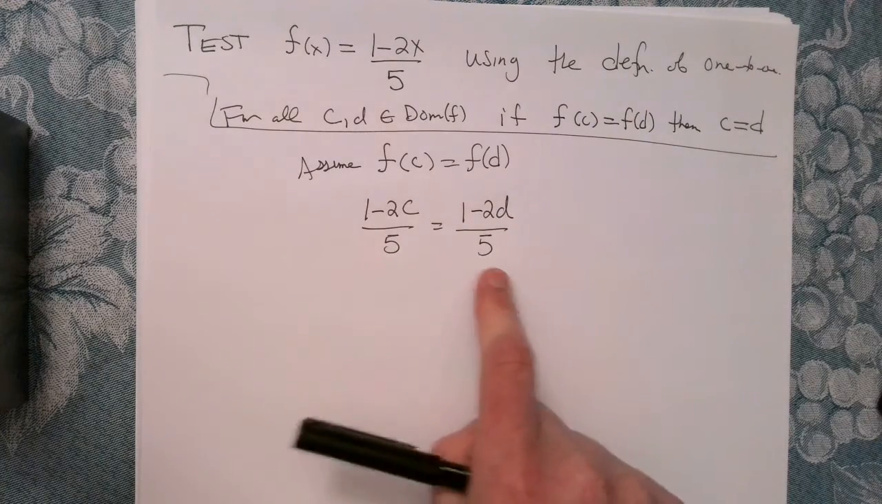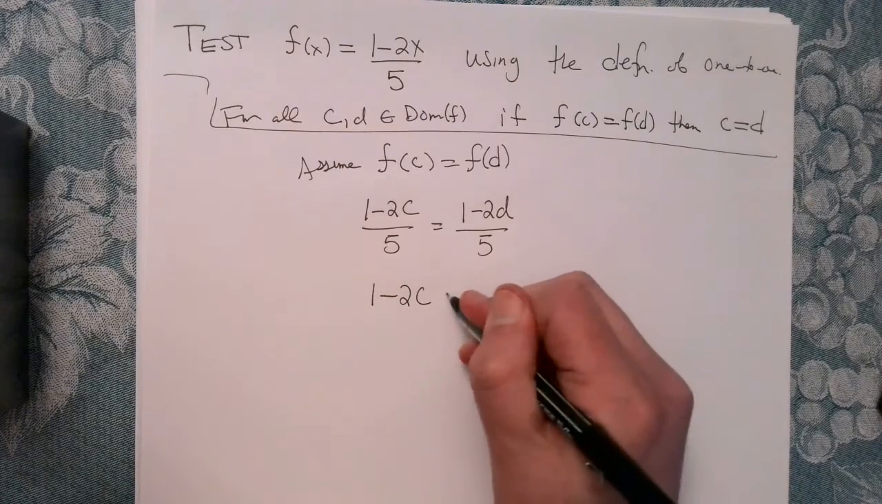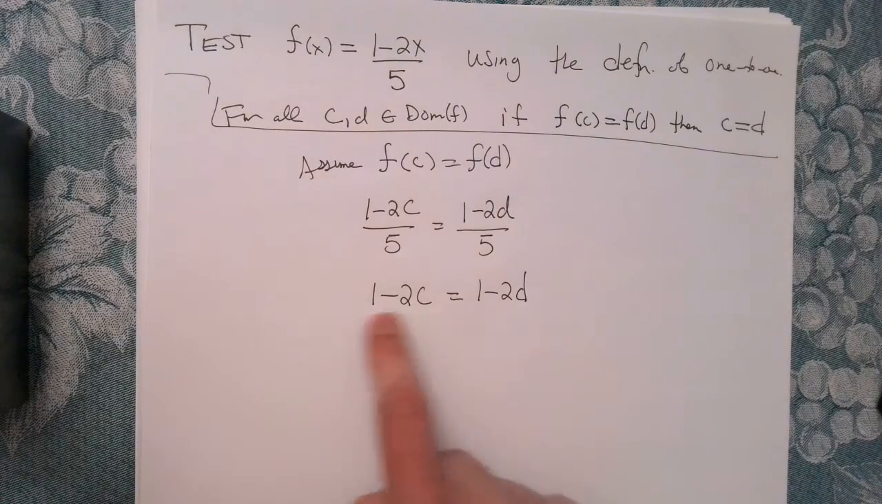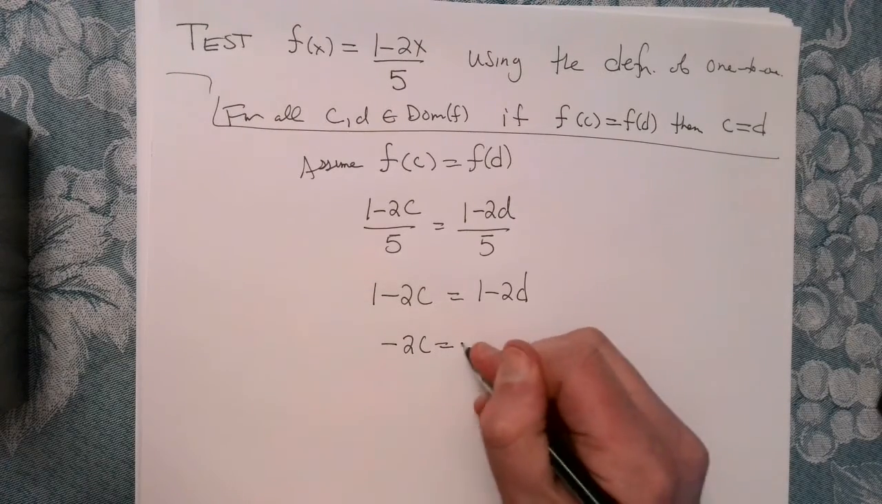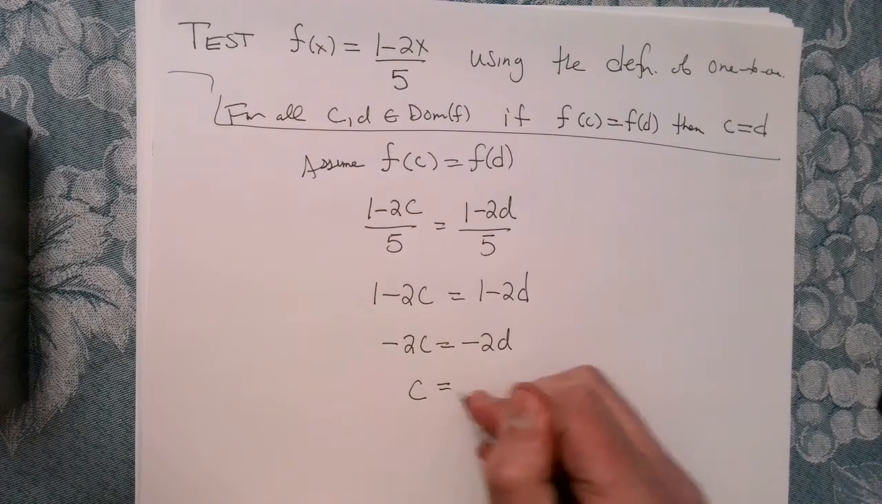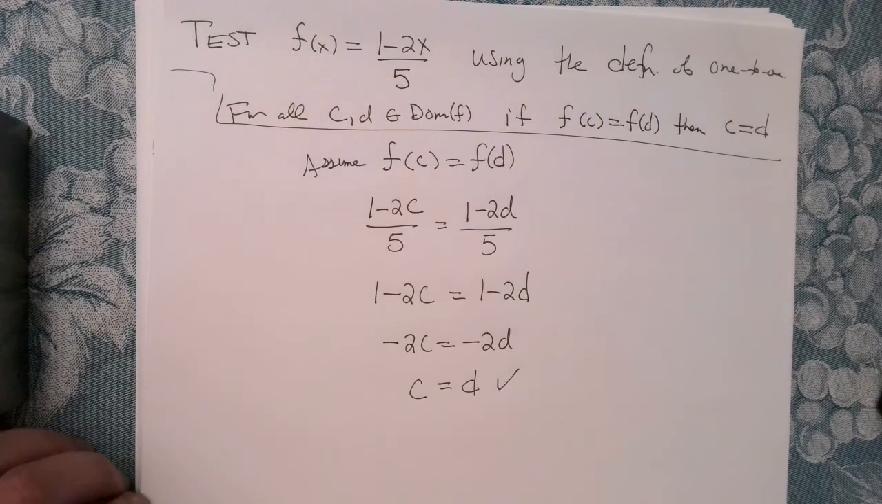Okay, we can multiply both sides by 5. That gives us the following. Then we could subtract 1 from both sides. And then, of course, divide both sides by -2. And that's the result we wanted. That proves that f is one-to-one. And that's an important thing to know because that tells me that its inverse is indeed a function.